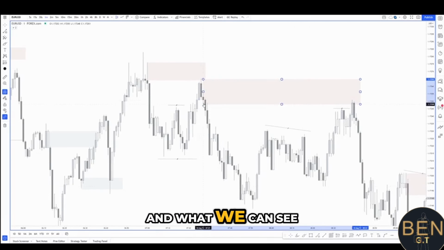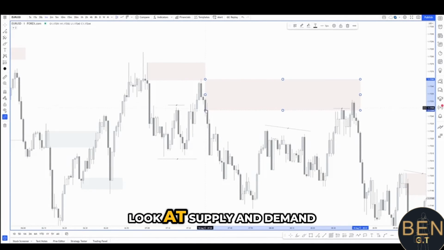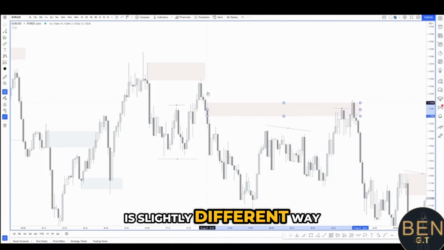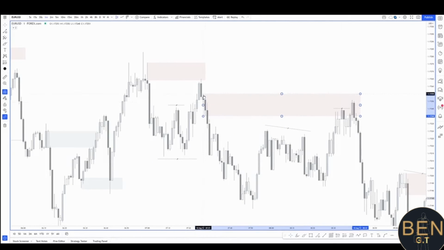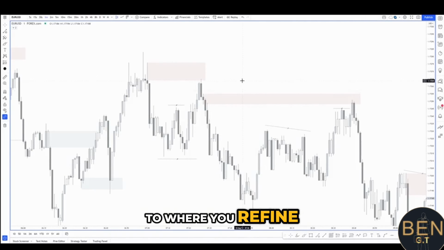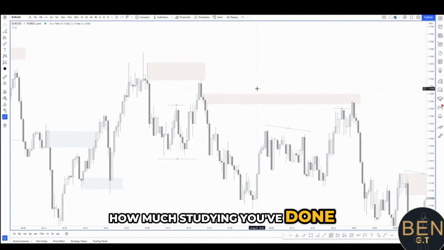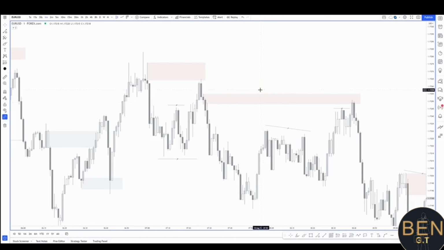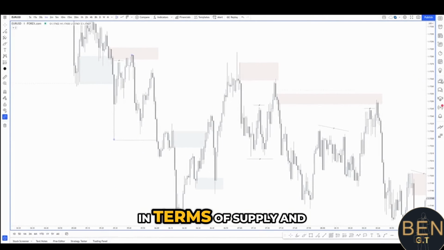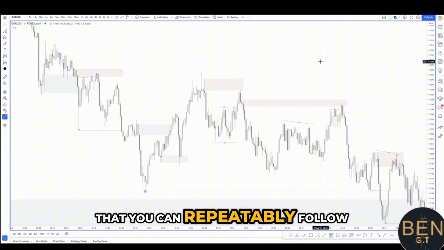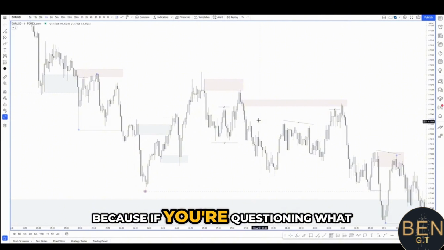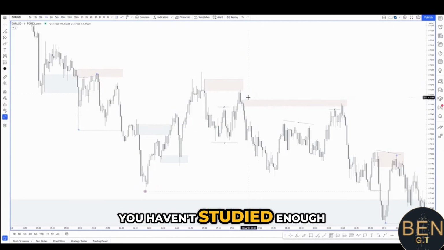And what we can see is if we just start to look at supply and demand in a slightly different way using refinements, we could use this as our zone. We can use something more like this. It really just comes down to where you refine, how much studying you've done. I cannot stress that enough. You need to put in the work in terms of supply and demand zones, understanding what works for you, what makes sense for you that you can repeatably follow. Because if you're questioning what you should be using, you haven't studied enough.